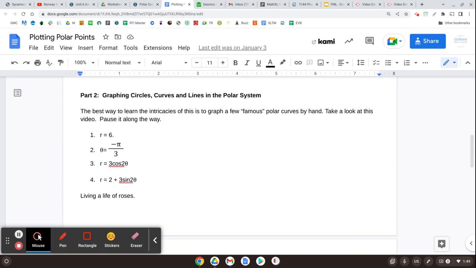This isn't a 5-minute lesson because there's no way I can do this in 5 minutes. But we're going to get into graphing things in the polar system. Now, this is the third section of polar, so by now you've already started plotting points. I'm going to pause this real quick.